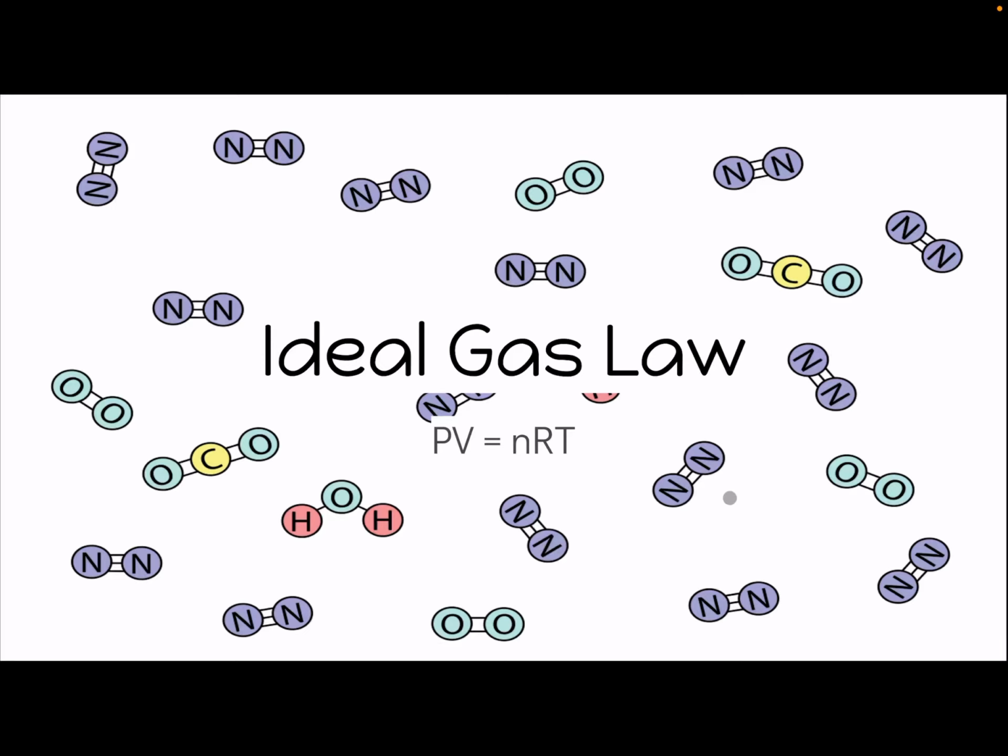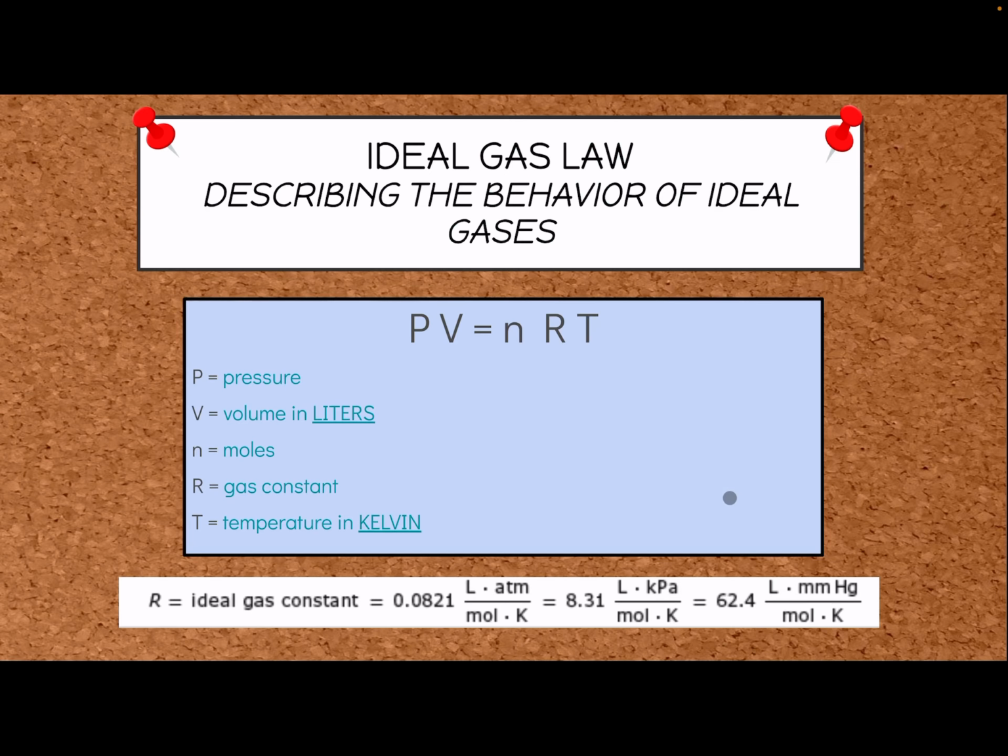Now we'll look at the ideal gas law. The ideal gas law is represented by the formula PV equals nRT. So let's look at what all of these variables stand for. A few of them should be very obvious.